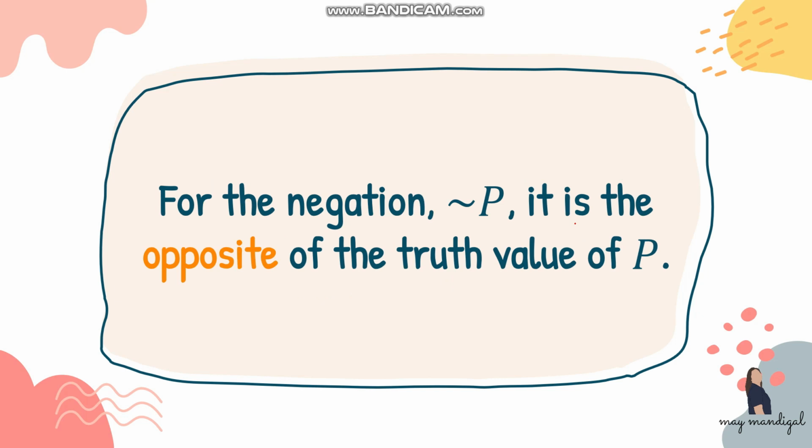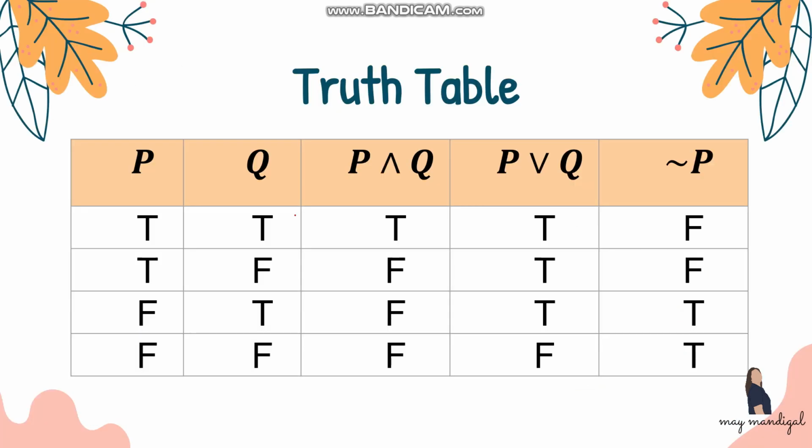So if P is true, then its negation is false. If P is false, then its negation is true. So here is the truth table for our conjunction, disjunction, and also for the negation of a statement. Let's say we have here P and Q, which are our two propositions, and then we just have to consider all of the pairs of truth values.